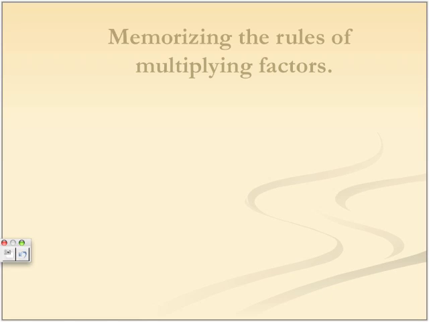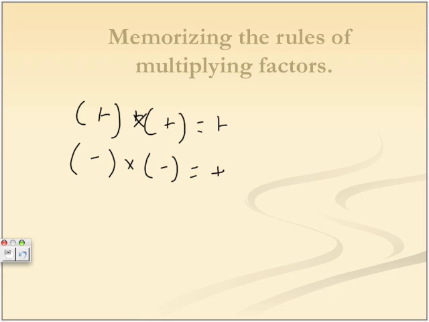Memorizing the rules of multiplying. Again, positive times positive equals positive, negative times negative equals positive. And when we have two different signs, it always equals negative.